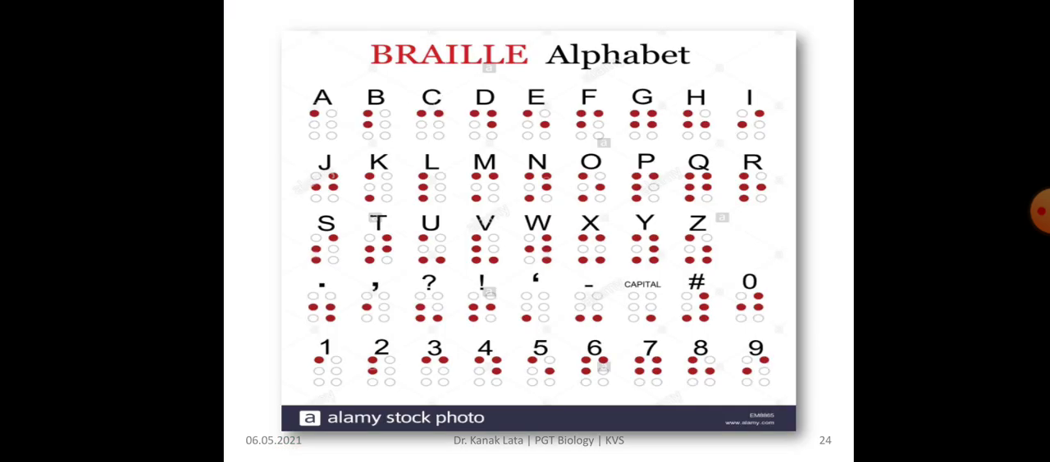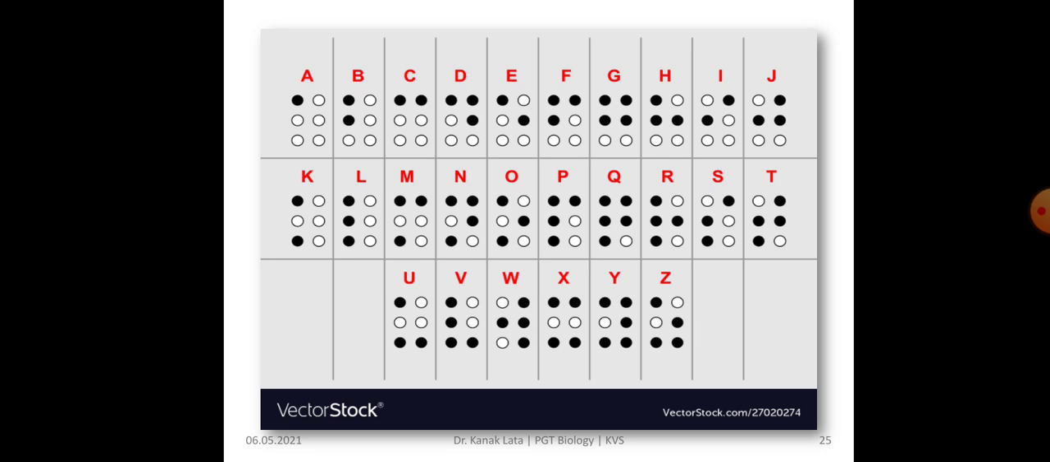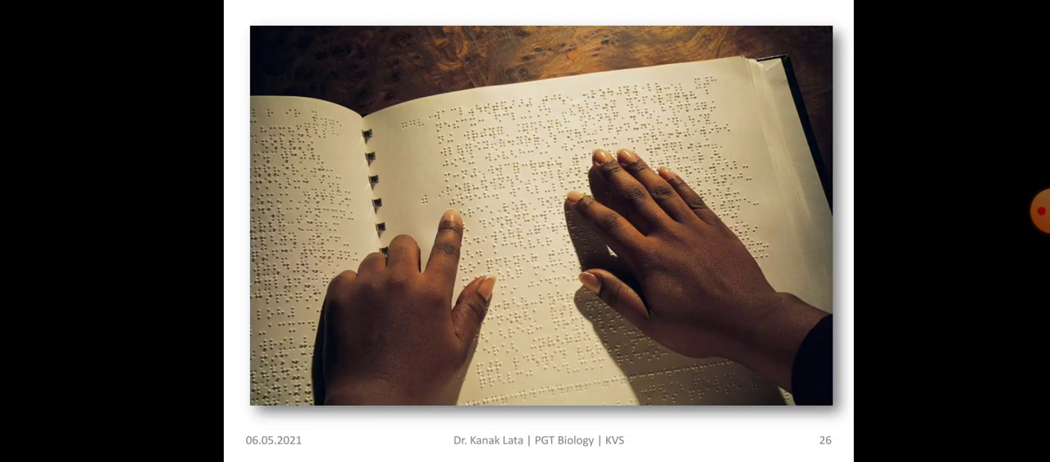This is the Braille alphabet. Here also you can observe different English alphabets. This figure shows a book written in the Braille system.